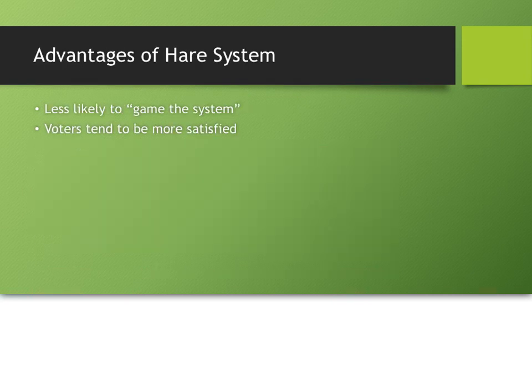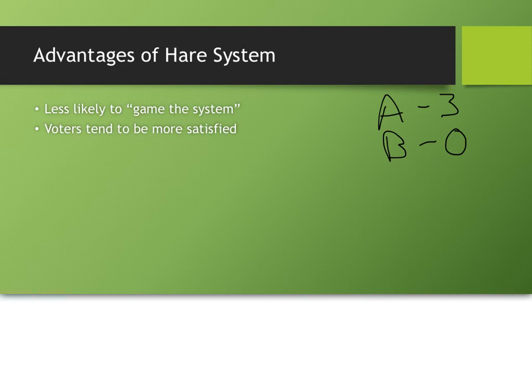Now, the Hare system tends to have some advantages. In fact, there are some people who have really praised the Hare system, okay? Because it's not quite as likely to be gamed. Because if you're trying to rank candidates, if you actually think candidate B is the second best, but you're worried about your candidate losing, so you rank, let's say, A as 3, it really doesn't do you any good to rank candidate B as 0, okay?